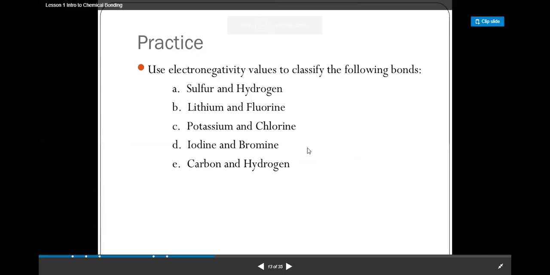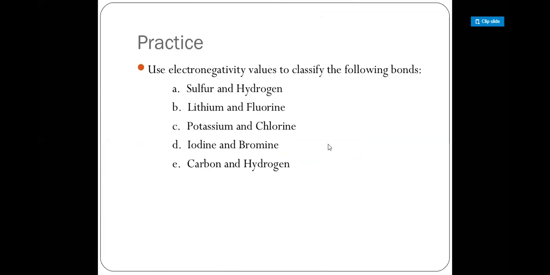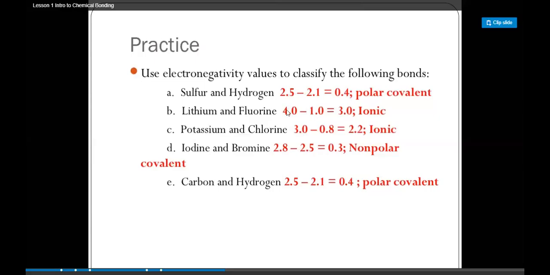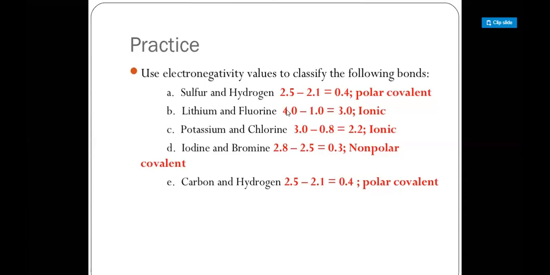So here they have given some questions to practice. Use electronegativity values to classify the following bonds. So you can differentiate them using the electronegativity values to classify what kind of bonds they are. Okay. So you people try this now and try to classify them, and then let's see the answers. Okay, so now check your answers, whether what you have written is right or wrong, and if you have any doubts you can ask me.